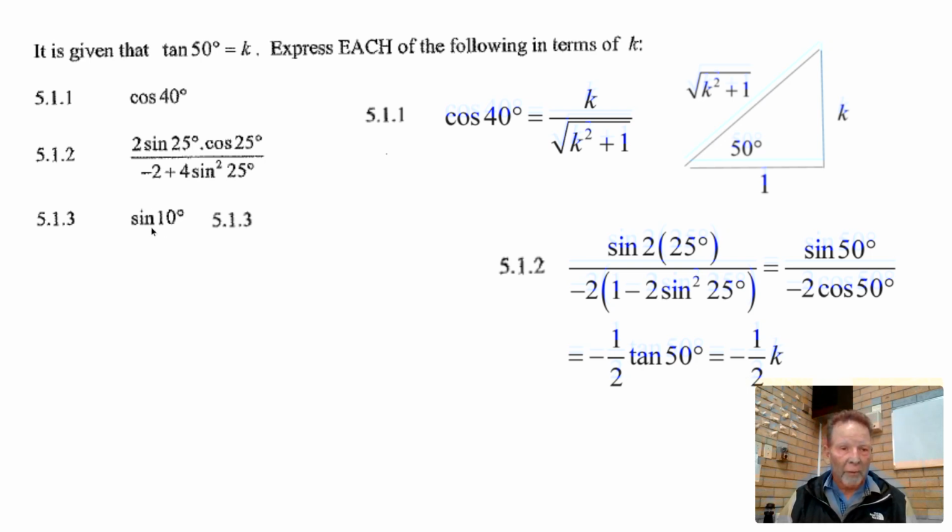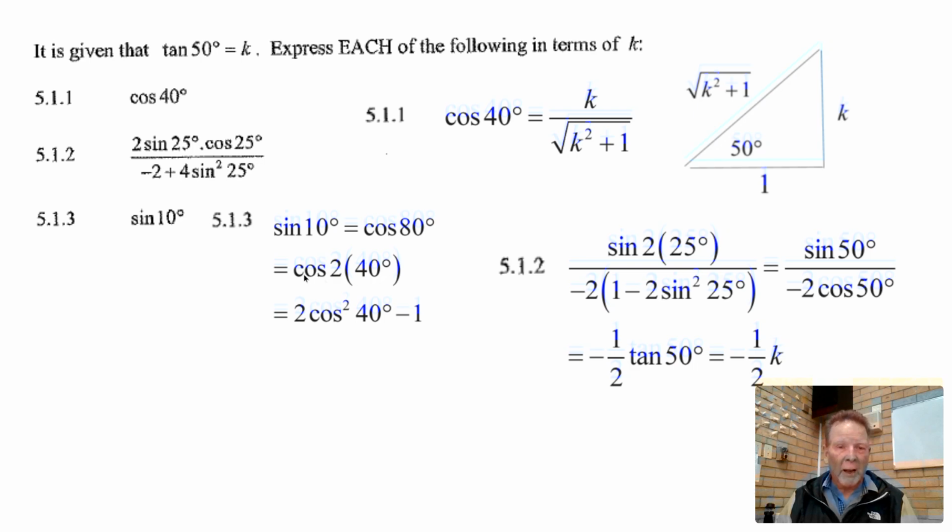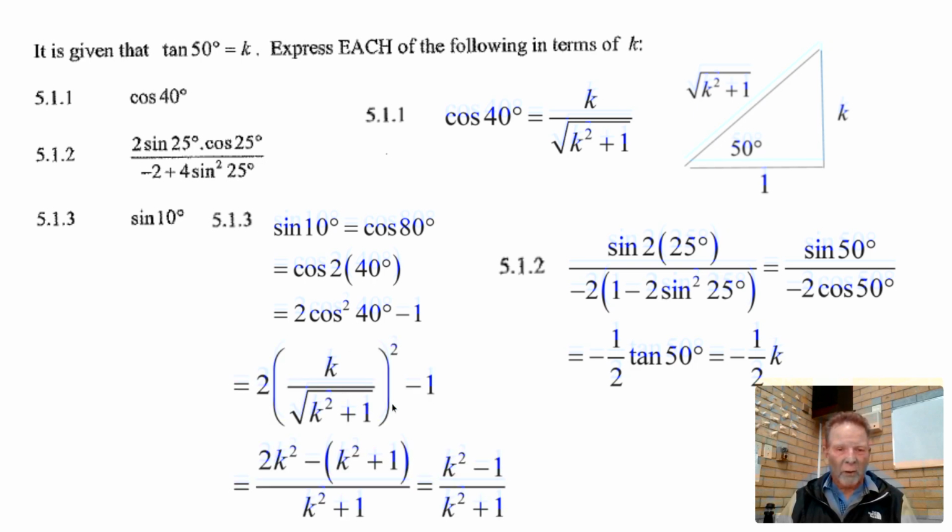What about the sine of 10 degrees? Well, we know the sine of 10 degrees is the cos of 80 degrees. And 2 times 40, the cos of a double angle. The cos of 2 times 40 degrees is 2 cos squared of half of 80, which is 40 degrees, minus 1. That's just an identity from our sheet. But the cos of 40 degrees, we've done that, so we can just substitute it in there. And it's looking a little bit messy, but let's just work it out a bit.